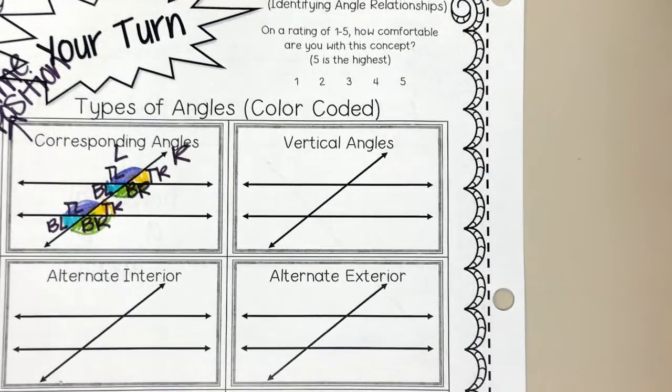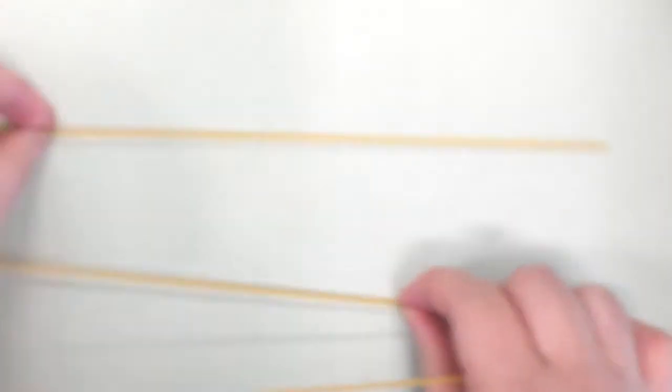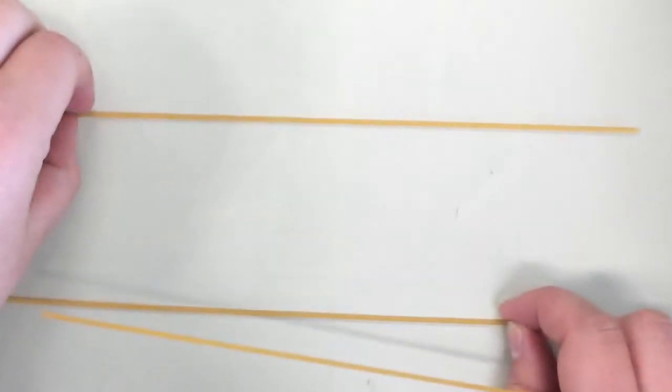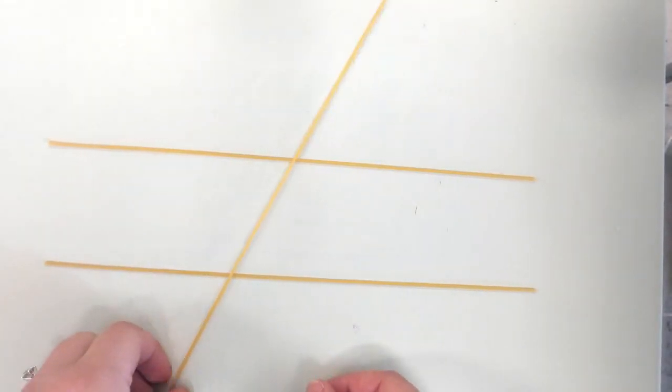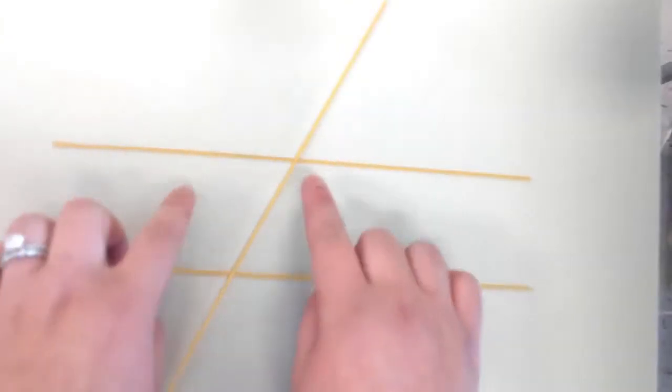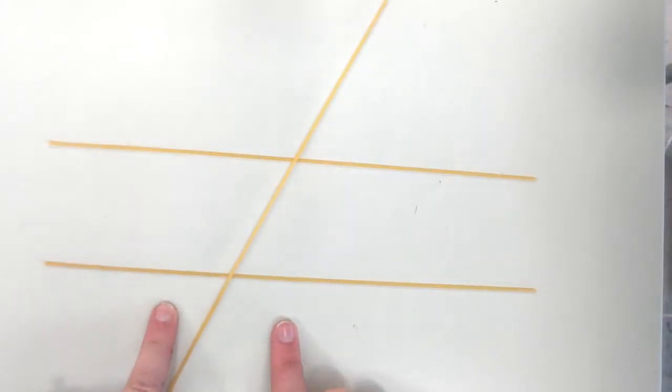This one's my favorite, vertical angles. So let's grab our spaghetti again. Again, I'm going to make my parallel lines. Y'all can leave these out on your desk. You don't have to reset it every time. I've got parallel lines cut by my transversal. And again, I made all of these angles, 8 different angles now.